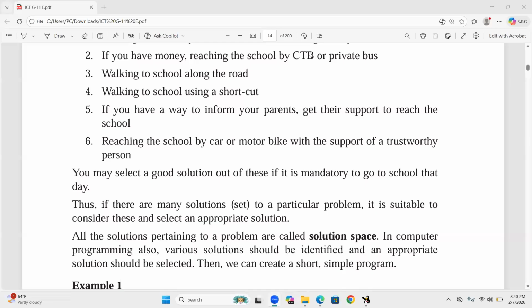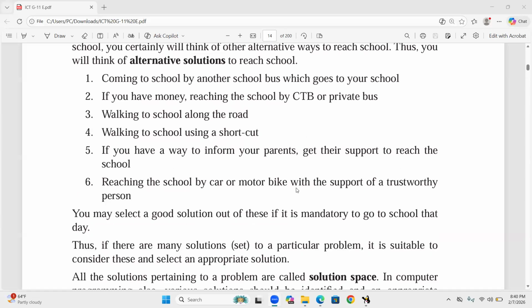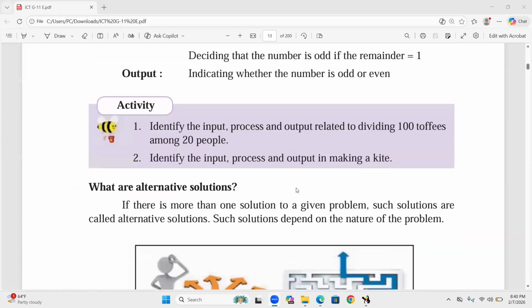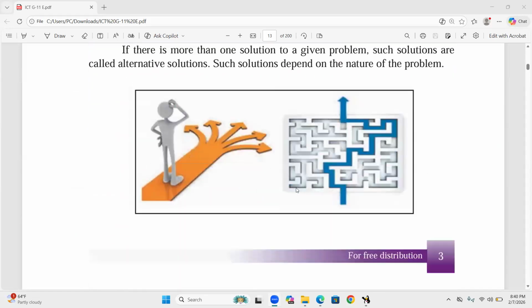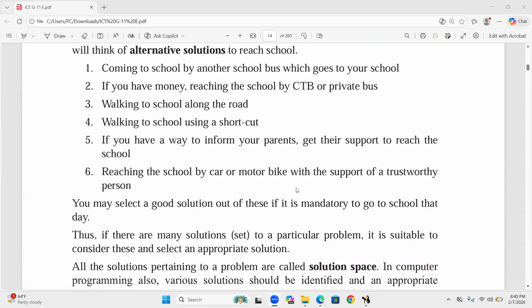Process with basic algorithms, right? Algorithms and up to alternative solutions, right?